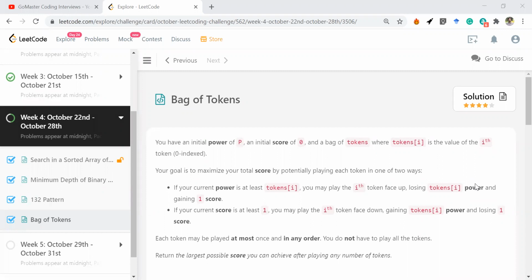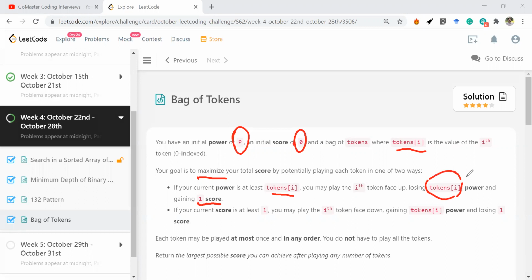We have a bag of tokens, that means an array of tokens with some non-negative integers. And we have some initial power p that is also non-negative and an initial score 0. The objective of this problem is to maximize the score. That means we want to score as much as possible, and the way of scoring is, if the current power is at least as much as one of the tokens, we are going to use it on this token to get one score, and the power is going to be reduced by the value of the token. So that's how we are going to use the power to score one.